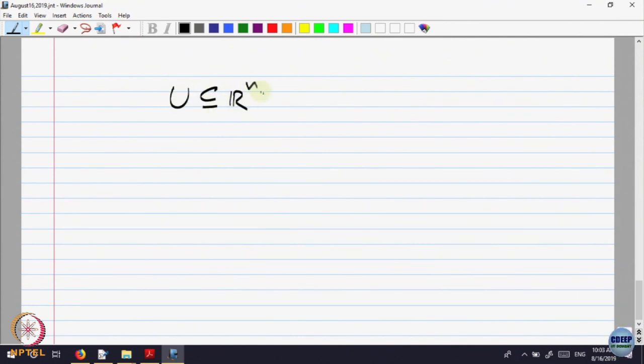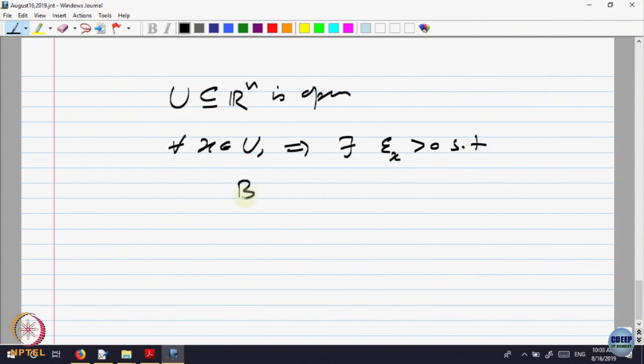Anyway, why this is important or useful, let me just say: supposing U contained in, let us say, R n is open. Let us take any open set in R n. Then for every x belonging to U, it is an interior point. So, there must be a ball around that point inside. This implies there is some radius, let us call it epsilon x, bigger than 0, such that the ball centered at x of radius epsilon x is inside U. x belongs to it, right? That is the center.